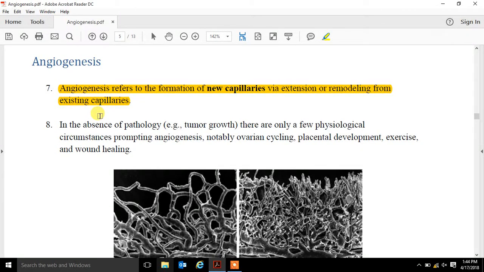The few physiological circumstances where we can prompt angiogenesis are ovarian cycling, placental development, exercise, and wound healing. I'm going to show a little bit of data here in response to wound healing and exercise, because I think they really relate to a lot of the interests that we have here in the room.